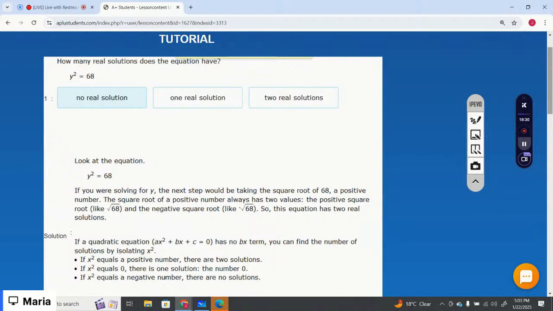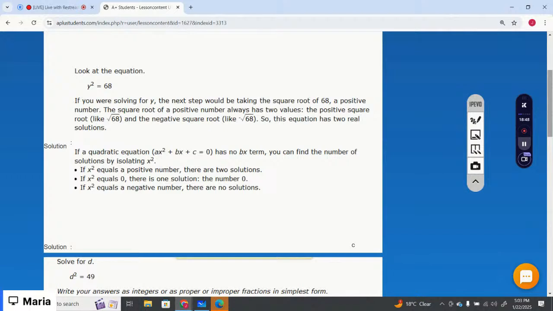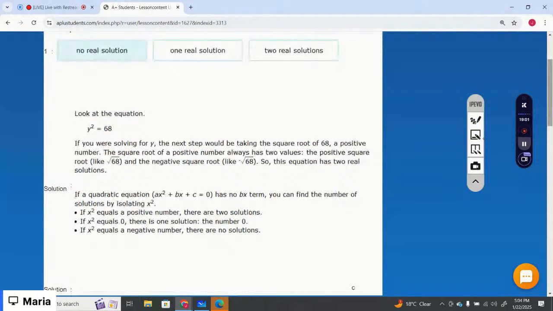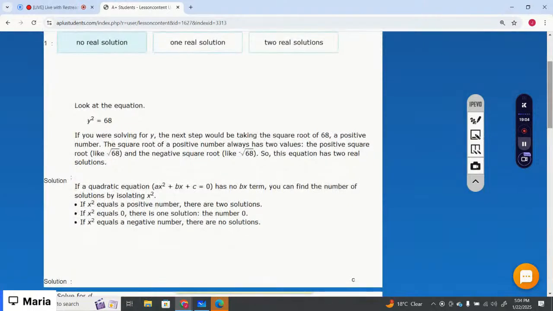If a quadratic equation ax squared plus bx plus c equals 0 has no bx term, you can find the number of solutions by isolating x squared. If x squared equals a positive number, then there are two solutions. If x squared equals 0, there is one solution, the number 0. And if x squared equals a negative number, then there is no solution. So y square equals 68. So that means that equation has no real solution.